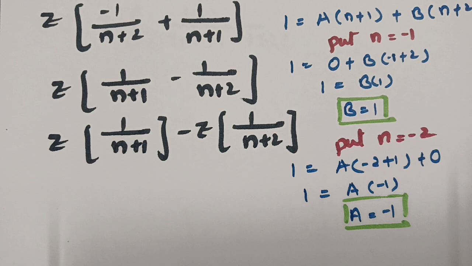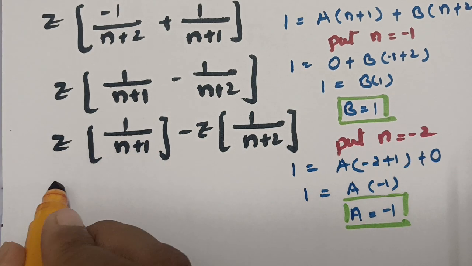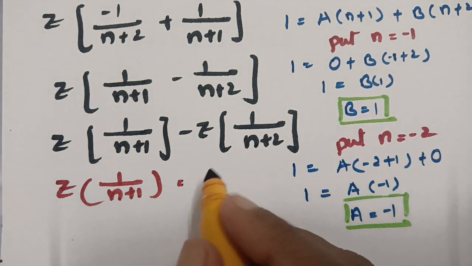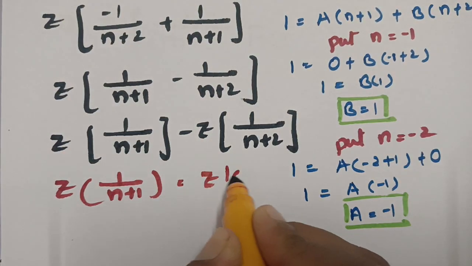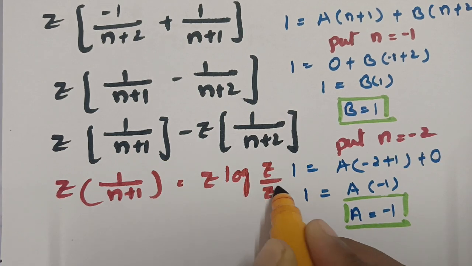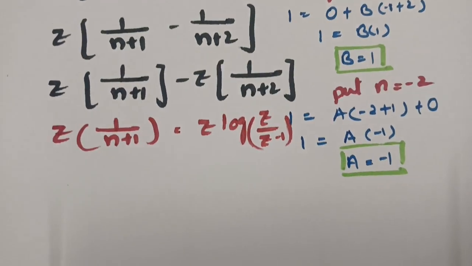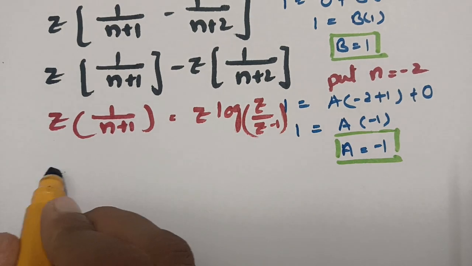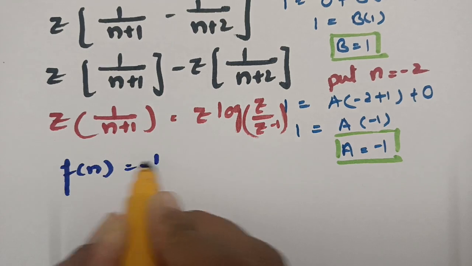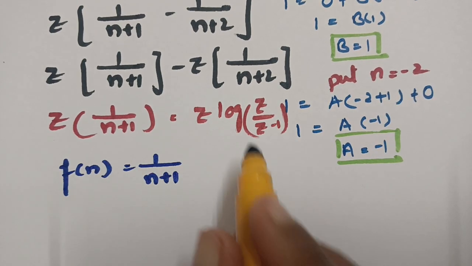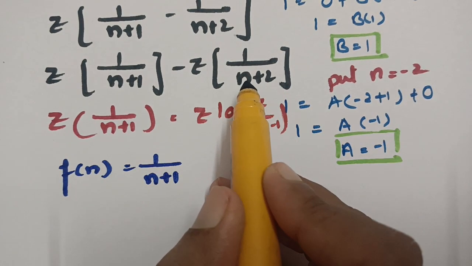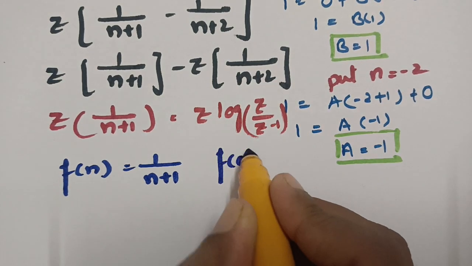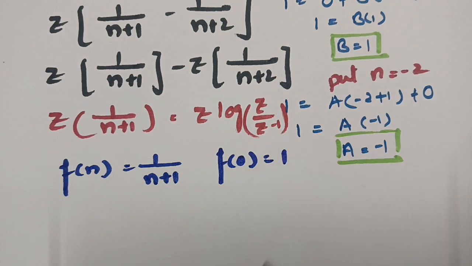As you know, according to our standard functions, the Z transform of 1 by n plus 1 is nothing but Z into log of Z by Z minus 1. Here, if I consider this as f of n, so f of n is equal to 1 by n plus 1. And we need n plus 2. We have to shift f of n towards the left side for 1 unit. And this is f of 0. If I keep n equal to 0, this will be 1.